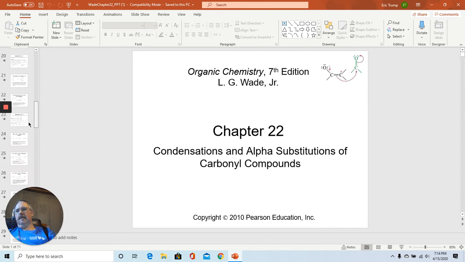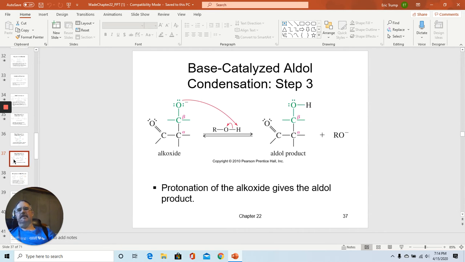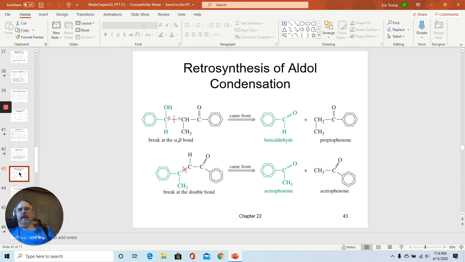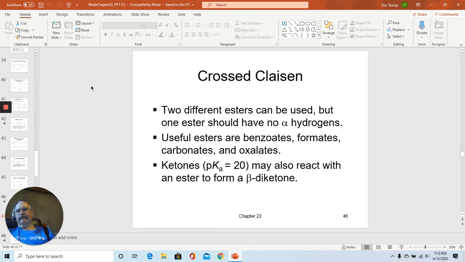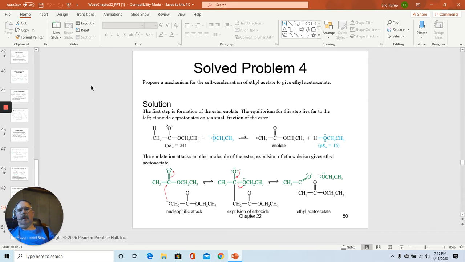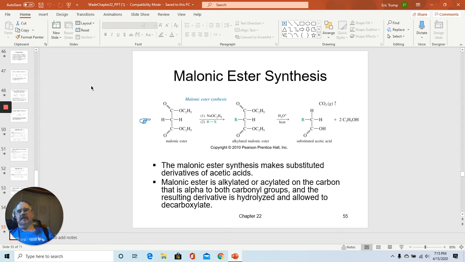Okay, we're going to continue our discussion of condensations and alpha substitutions of carbonyl compounds. And where we left off was, we're going to look at the malonic ester synthesis.